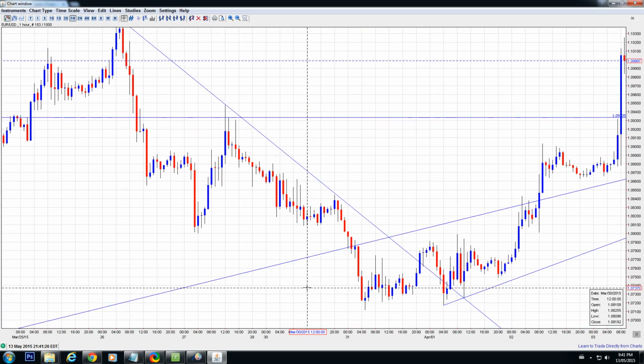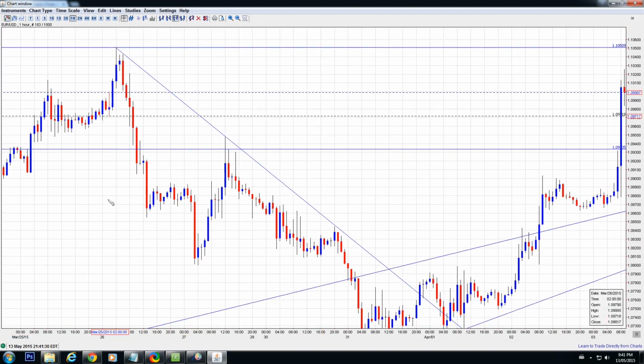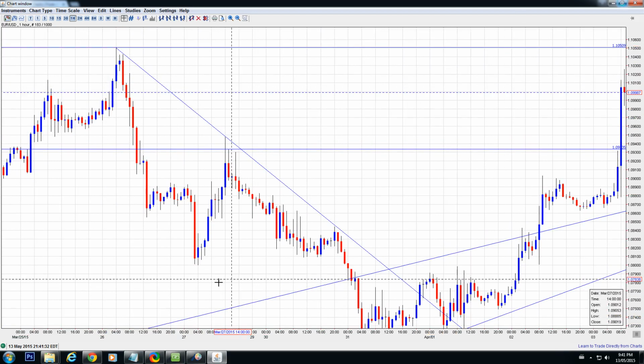And yes, so it turns out it was a support line or a resistance line. Here's the next resistance line. If it breaks through that, it will go up even higher.